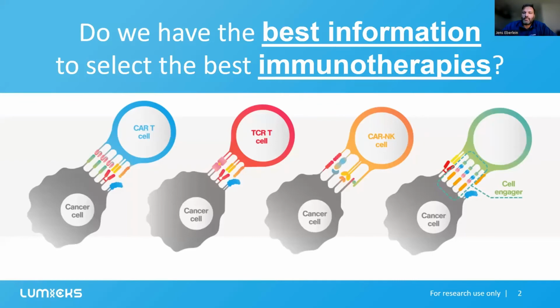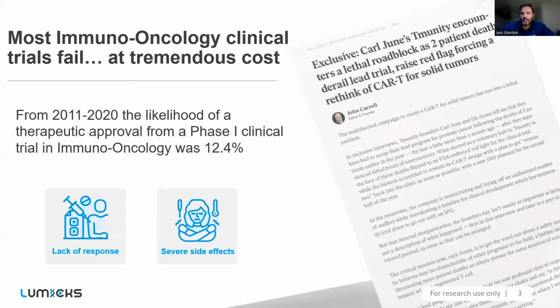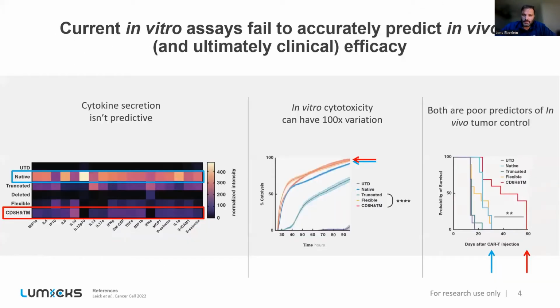Okay, so I would like to start with a question, which is, do we have the right tools and the best information to select and develop the best immunotherapies? I'm asking this question because, unfortunately, most CAR-T therapy trials fail for a number of reasons. And the big question is, why does this happen?